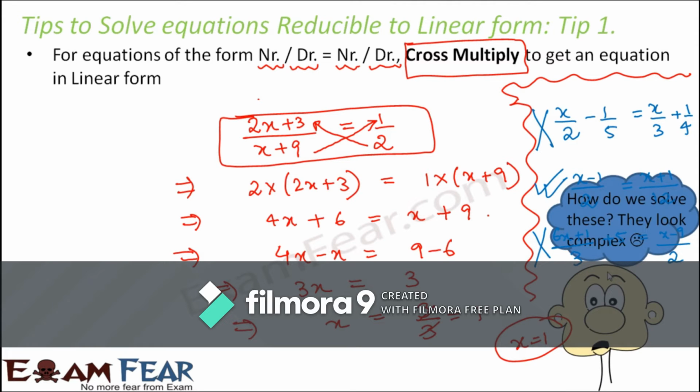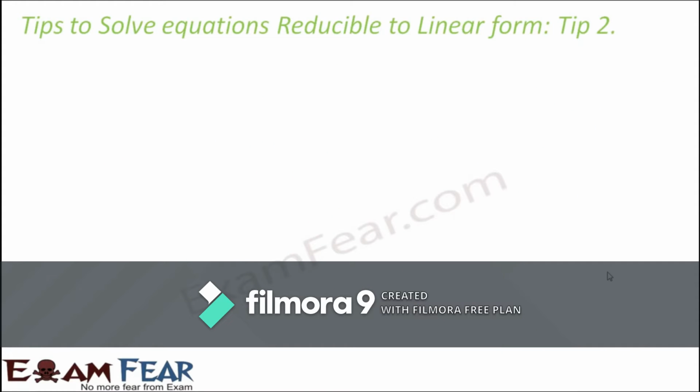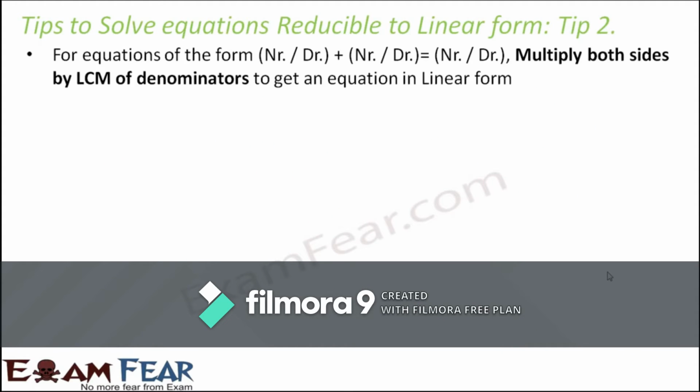So how are you going to solve these complex equations? Next tip, that is tip number 2. Let's say whenever you have equations in the form of numerator by denominator plus numerator by denominator is equal to numerator by denominator. So when you have something of this form, in that case what we do, we multiply both sides by LCM of denominators to get an equation in linear form.